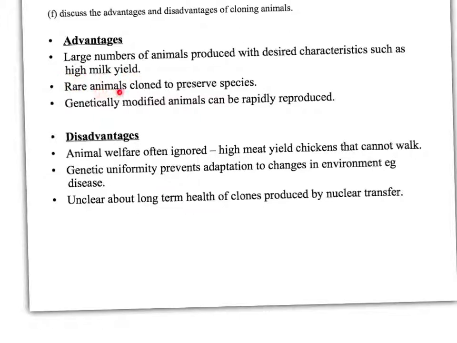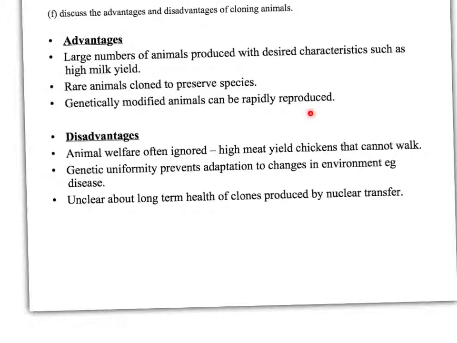It can also be useful in conservation. Cloning rare animals can quickly increase the population of those animals, which can be very helpful in conservation. Also genetically modified animals can be rapidly reproduced. You could genetically modify an animal to have some form of advantage, and then we could use, say, embryo splitting to produce lots and lots of those.